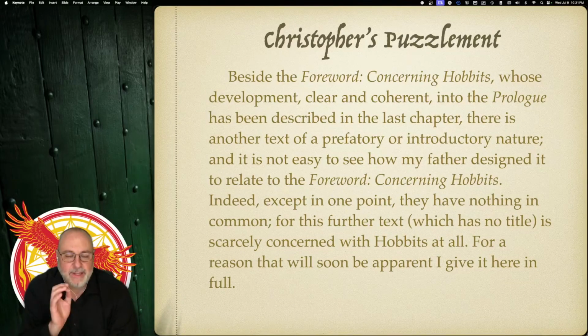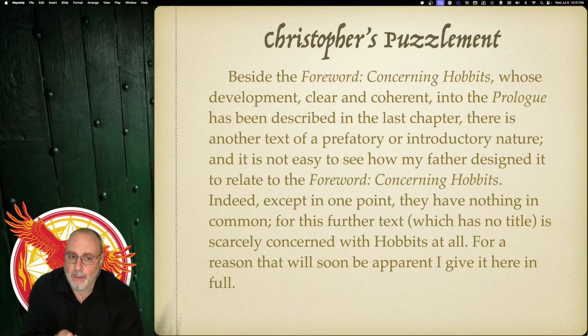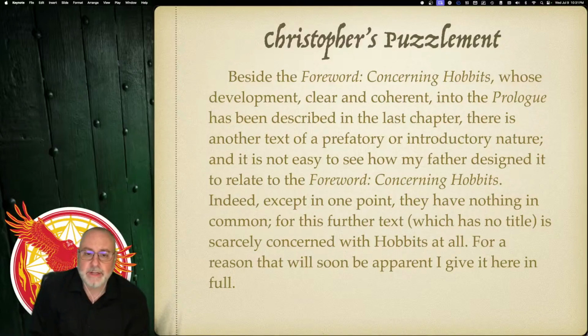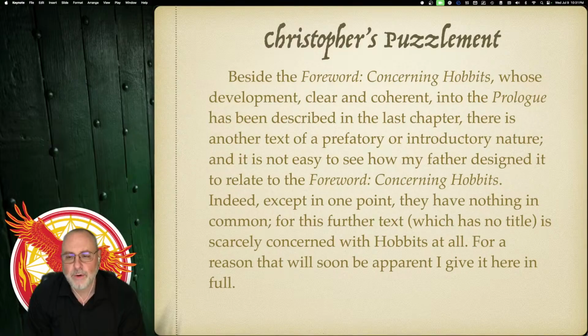Christopher begins by stating his puzzlement. He says, "Beside the foreword concerning hobbits, whose development, clear and coherent, into the prologue has been described in the last chapter, there is another text of a prefatory or introductory nature, and it is not easy to see how my father designed it to relate to the foreword concerning hobbits. Indeed, except in one point, they have nothing in common, for this further text, which has no title, is scarcely concerned with hobbits at all. For a reason that will soon be apparent, I give it here in full." Okay.